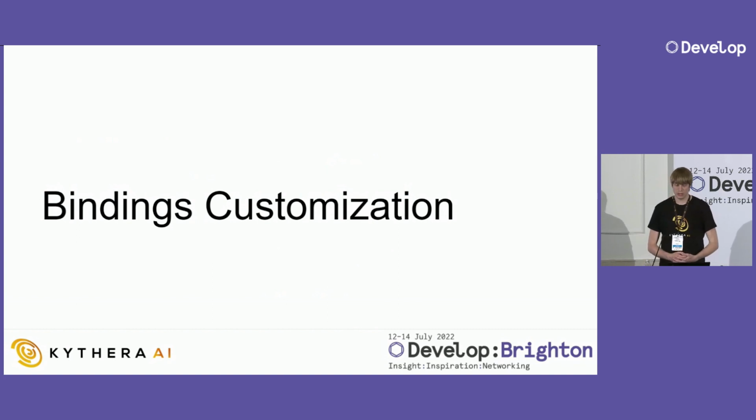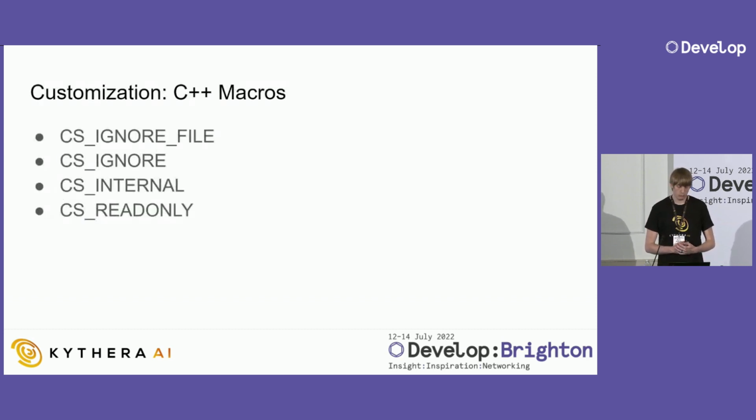Bindings customizations. In general, CppSharp does a very good job at generating bindings that are nice to use. But maybe you still want to adjust a few things, and CppSharp provides quite a few methods to do that. One of them is C++ macros. So you can add macros inside your header files to modify the process on how CppSharp generates the bindings. One of them is csignore file, where you want to ignore the complete header file. Another is csignore if you want to ignore a specific declaration, say a function that you don't need in your C# bindings, so you can just ignore it.